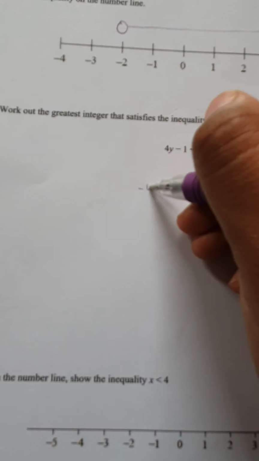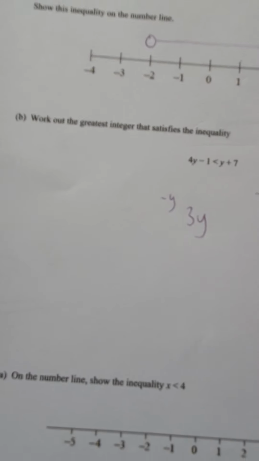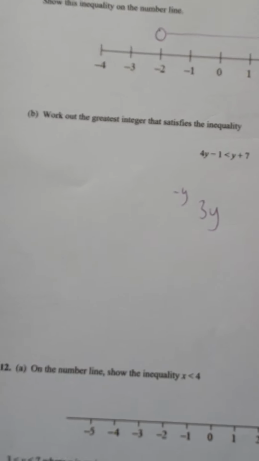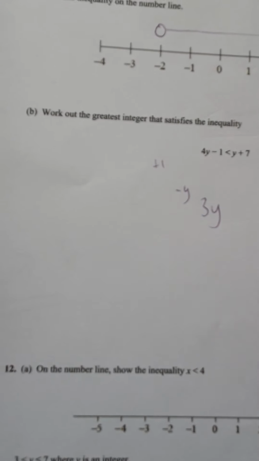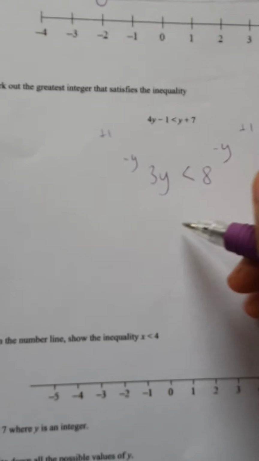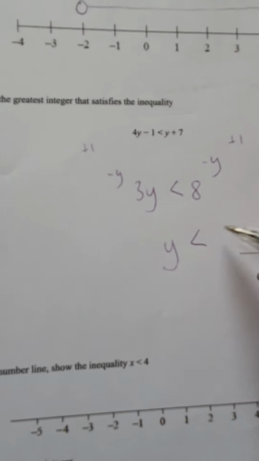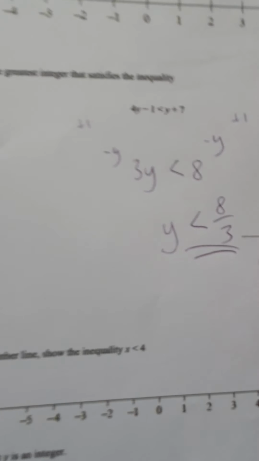So if I take away y, I've got 3y. Actually, I'm going to take away y and +1 at the same time, so I can just do it quicker. So we've got 3y is less than or equal to 8, so that means y is going to be less than, not less than or equal to, sorry, just less than 8/3. Again, I've kept it as a fraction because it's just a lot easier to do.